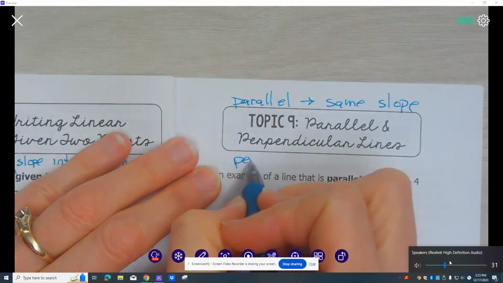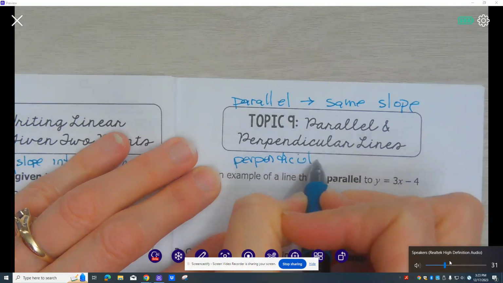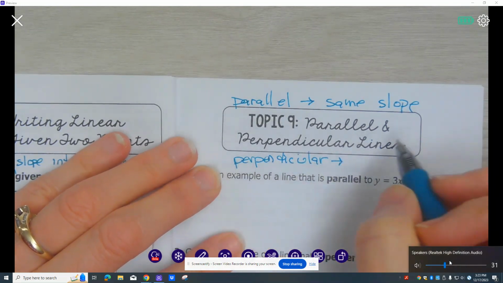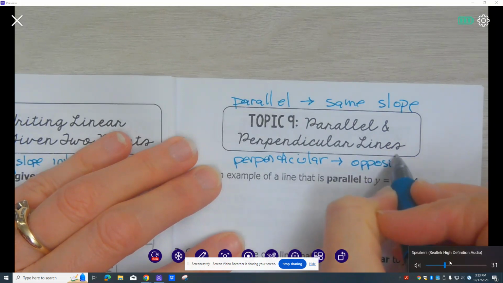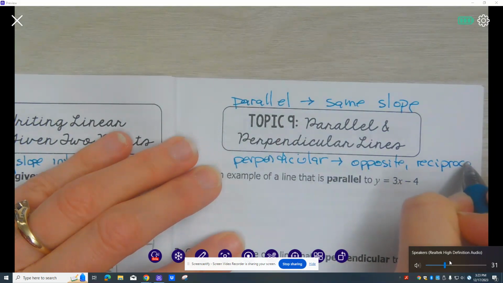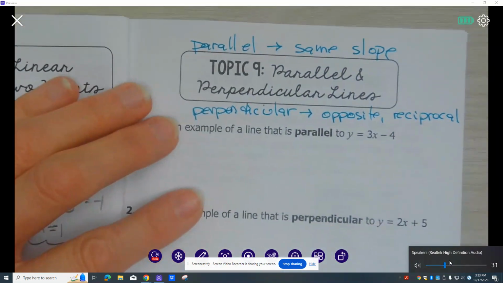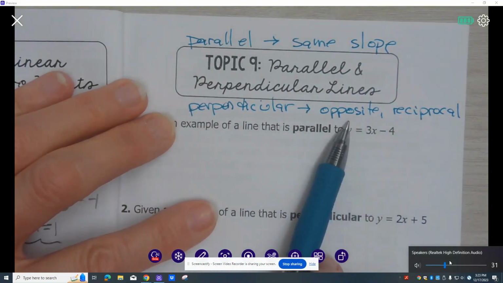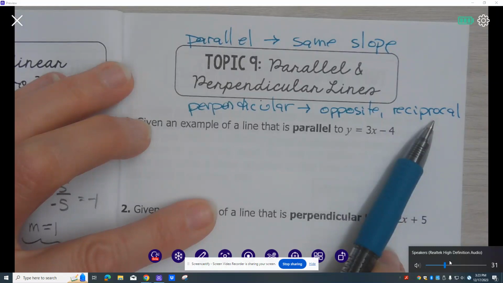Perpendicular lines, long word to spell. Perpendicular lines, the slopes are what we say opposite reciprocal. Okay, so what that means is when you're finding the slope of a perpendicular line, you need to change the sign and flip the fraction.